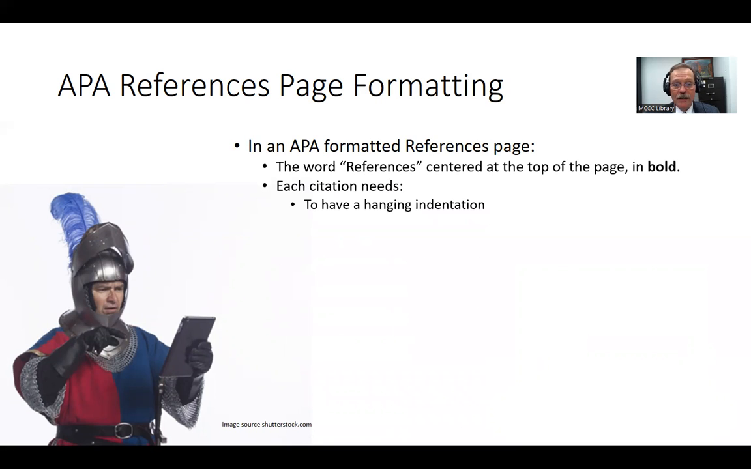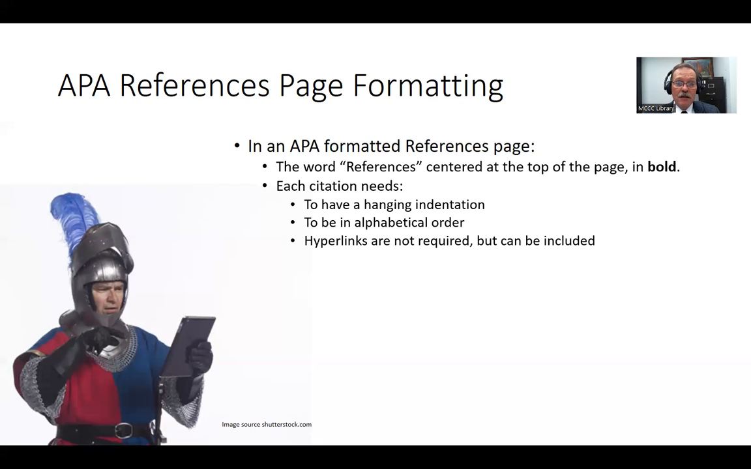For each of the individual citations that you have listed in the page, they need to have a hanging indentation. First line all the way out to the left side, second, third, subsequent lines pushed in a little bit. All the citations need to be in alphabetical order. And if there are hyperlinks included in the citations, you can include them. It's kind of encouraged, but it's not mandated.